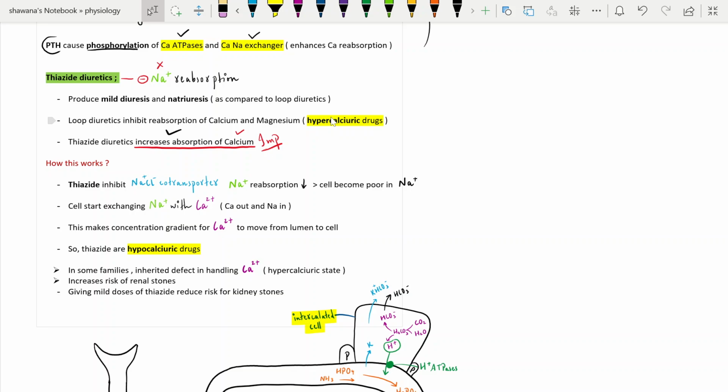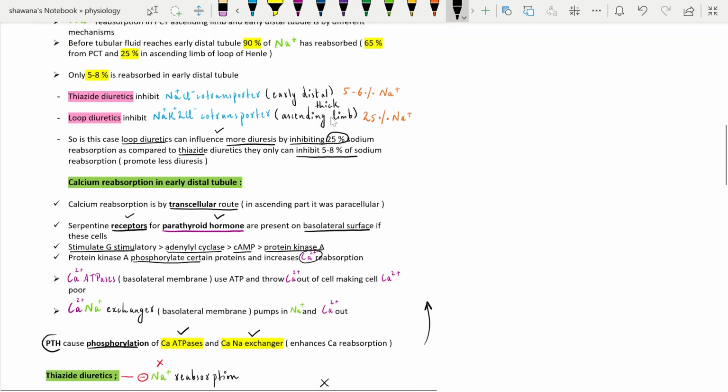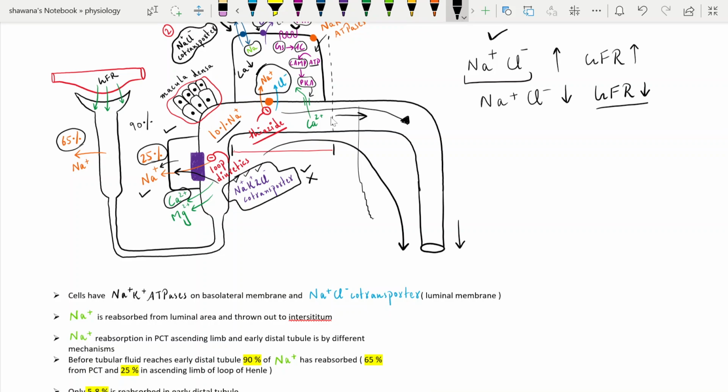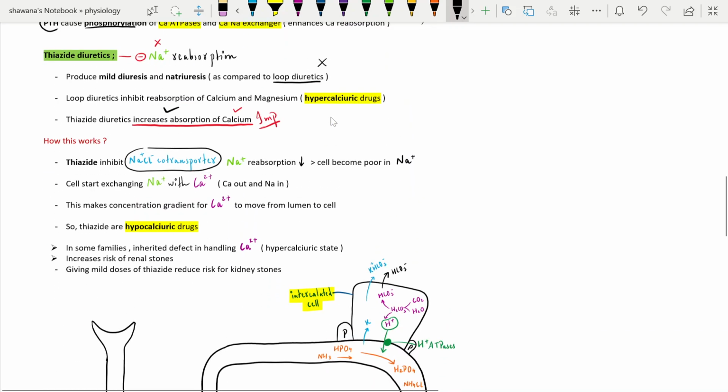As compared to this, loop diuretics inhibit calcium reabsorption and magnesium reabsorption. We have discussed how in the previous lectures. Talking about the thiazide diuretics, thiazide will inhibit the sodium chloride co-transporter. Can sodium move in? No, because this transporter has been inhibited by the thiazide. So sodium cannot move in, and the sodium inside the cell becomes low.